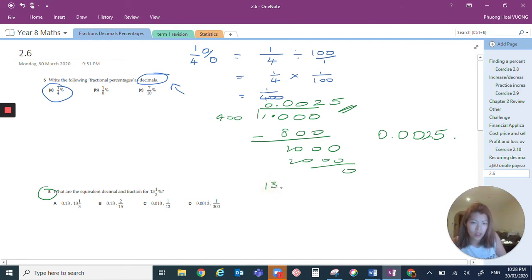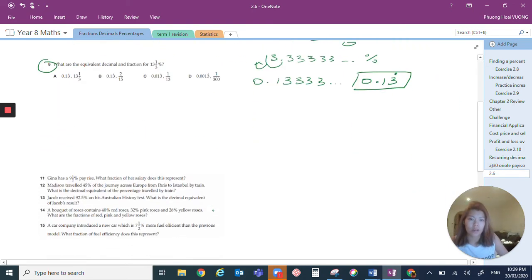Okay, question 8. What is the equivalent decimal for the fraction 13 1/3%? 13 1/3 is 13.3333...%. So when we say percent, we can move the decimal place twice, or divide by 100. So 1, 2. So now we have 0.13333..., which is 0.13 with a little dot on top. So they all look the same because that's a hint.